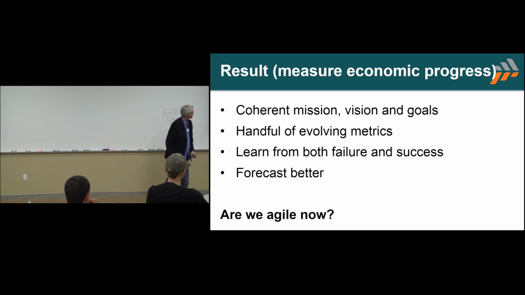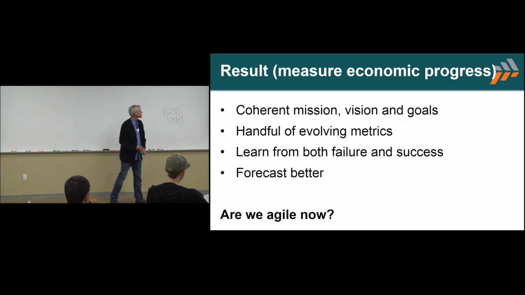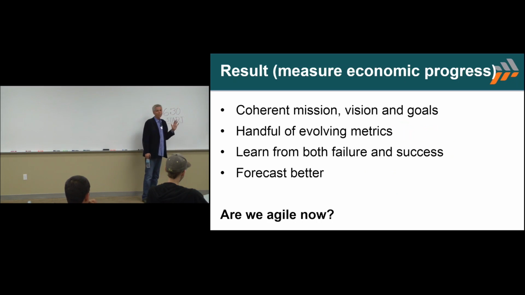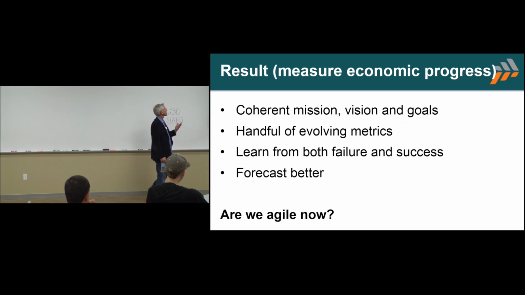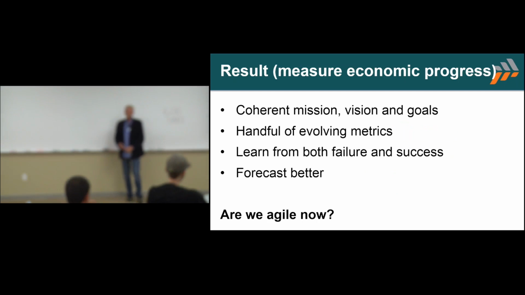All right, so the result of this: coherent mission, vision, and goals throughout the organization, and a handful of evolving metrics. If we have too many metrics, they get really confusing. And we learn from failure and success because we're always measuring. We're always trying to find out whether we're doing better. And then we forecast. But are we agile?